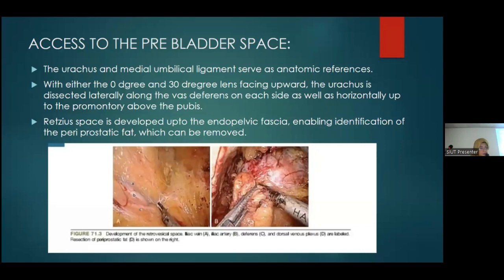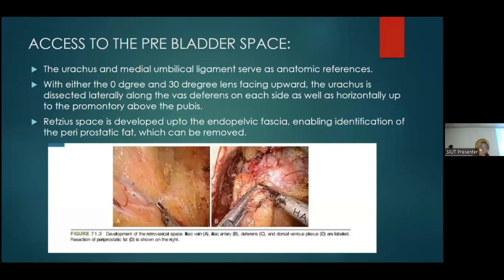The access to the pre-bladder space. After the creation of the pneumoperitoneum, the urachus and the medial umbilical ligament, which will serve as the anatomic reference, are dissected. Either a 0 degree or a 30 degree lens is used.